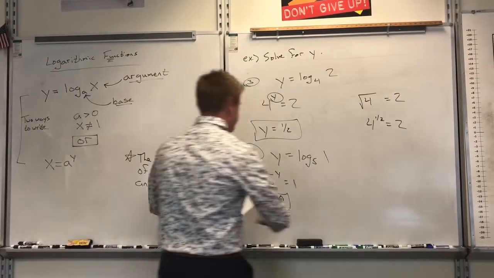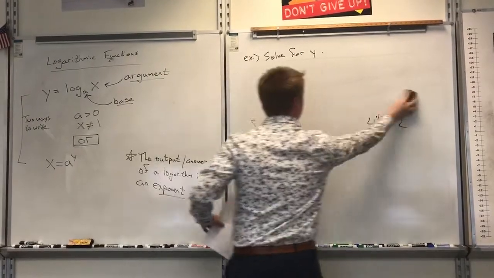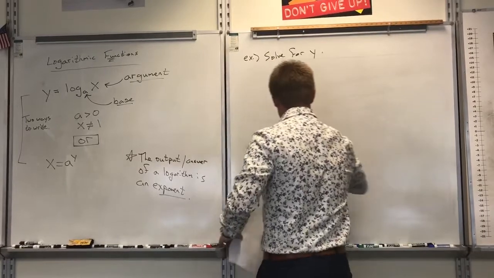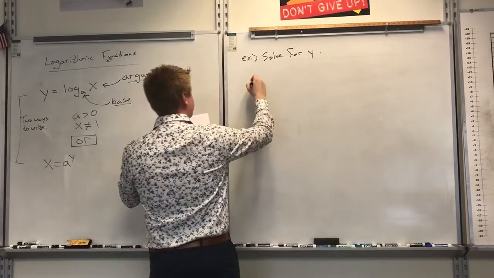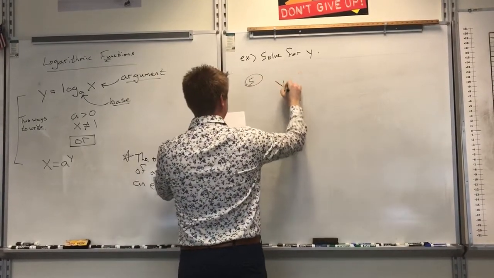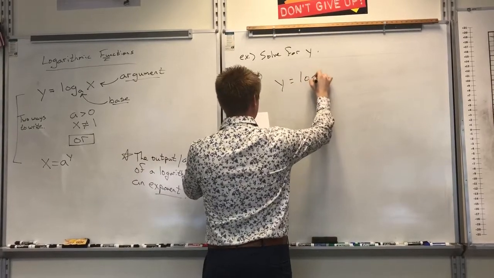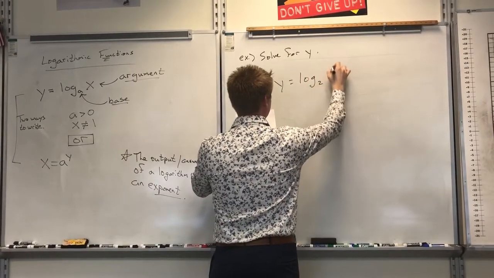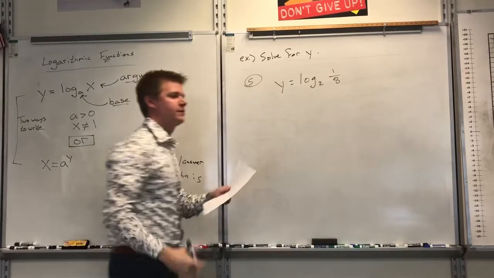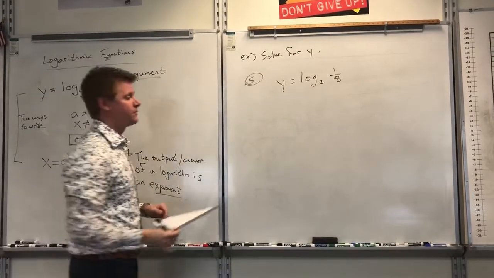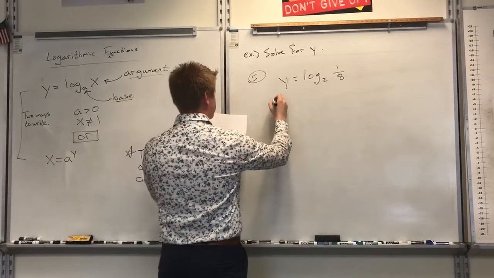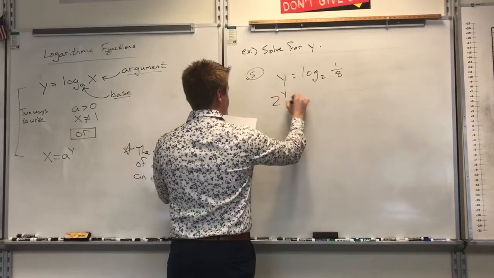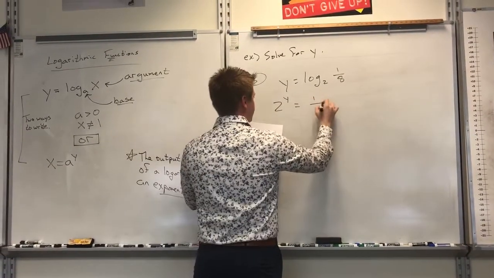All right. Last one of this section. And number 5, y is equal to log base 2 of 1/8. Now we saw things with fractions in the exponential function section. Once again, do the rewrite. 2 to the y is equal to 1/8.